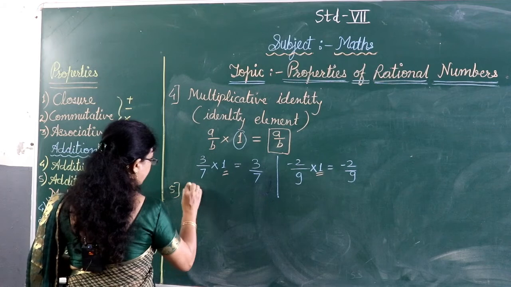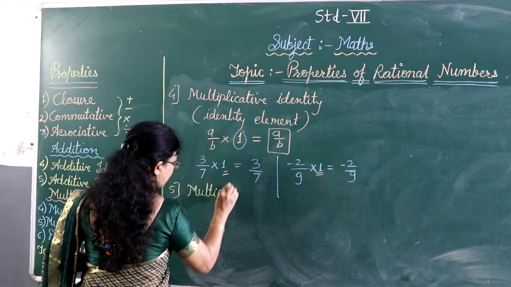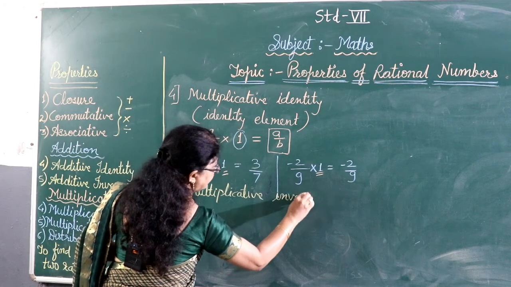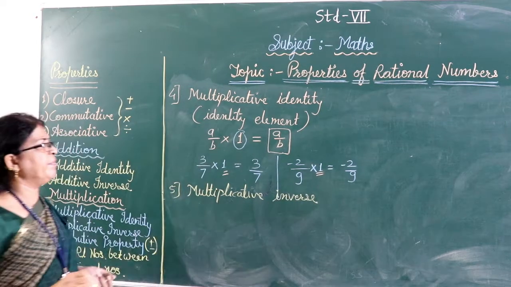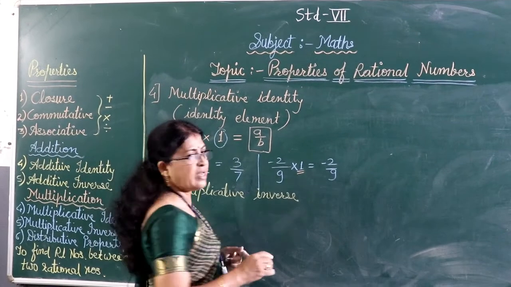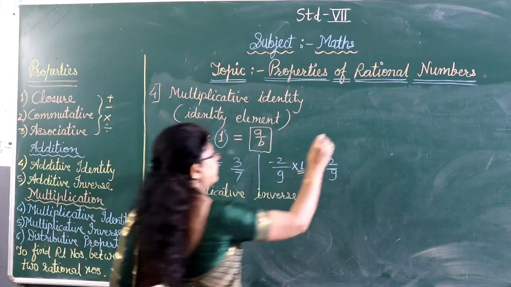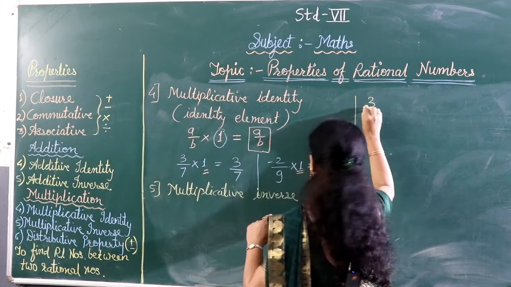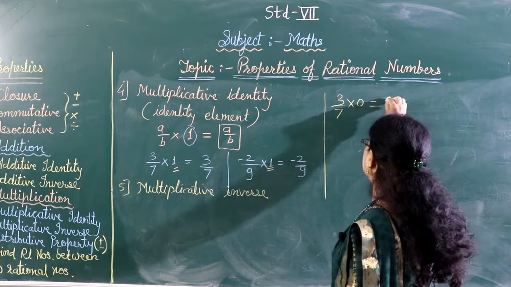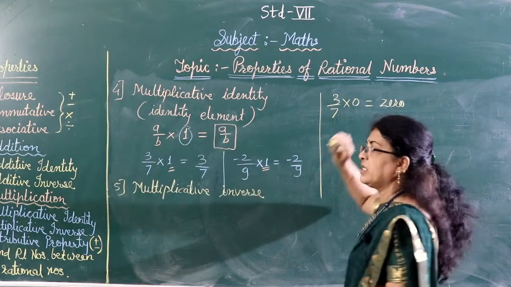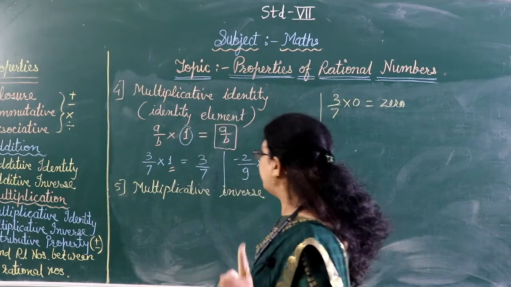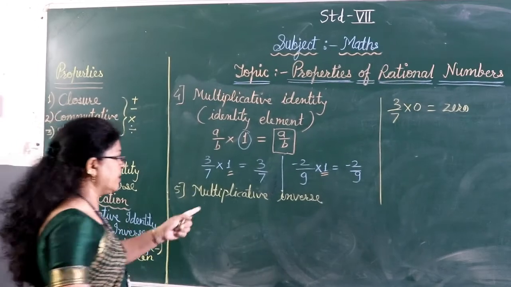What is inverse? Okay children, tell me, when we multiply any number by 0, what answer will you get? If I multiply 3 by 7 by 0, what answer will you get? The answer is always 0. When we multiply any rational number by 0, the answer is always 0. Keep this in mind. Now let's talk about multiplicative inverse.